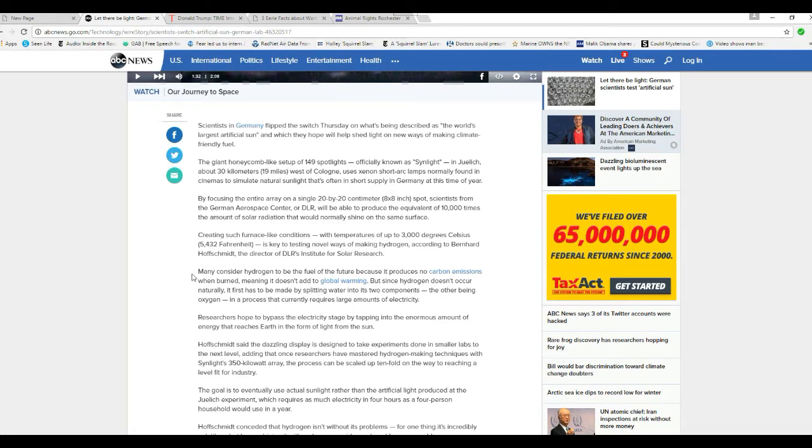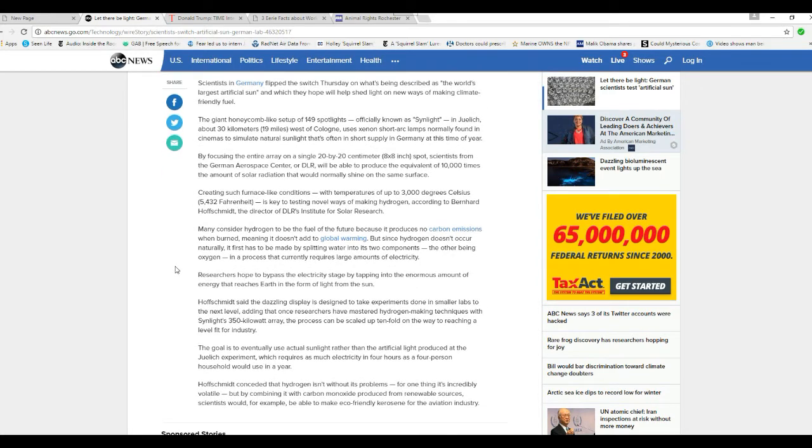Many consider hydrogen to be the fuel of the future because it produces no carbon emissions when burned, which means it doesn't add to global warming.